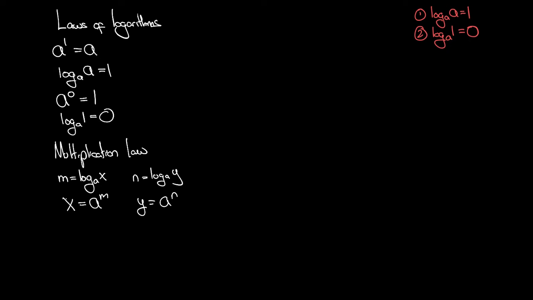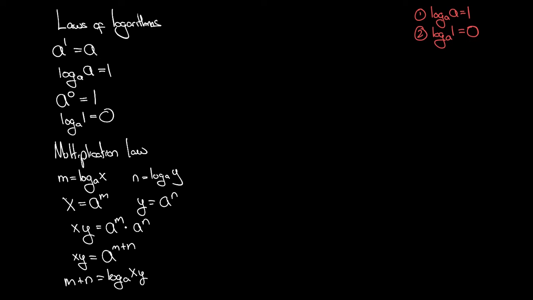If I go ahead and multiply these two together, xy is going to be equal to a to the m times a to the n. We've already mentioned here that if we are multiplying exponents, we can add. So that's going to be the same thing as a to the m plus n. So in this case, m plus n is the same thing as the log base a of xy.